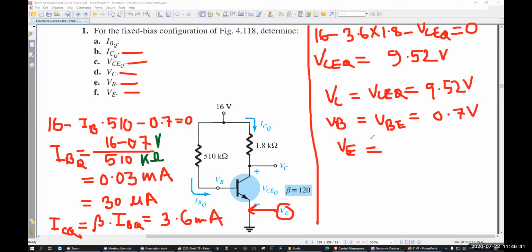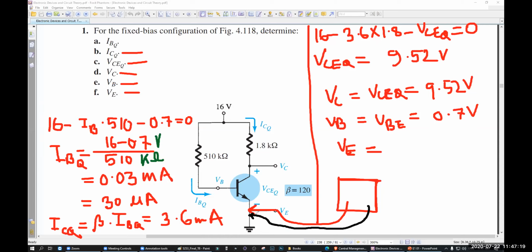This is VE, right? VE is connected where? Ground. So how much? See, if you need a multimeter, this is the multimeter, right? The red pin will go here. Where will the black pin go? In the ground. Where is the ground? This is the ground, right?